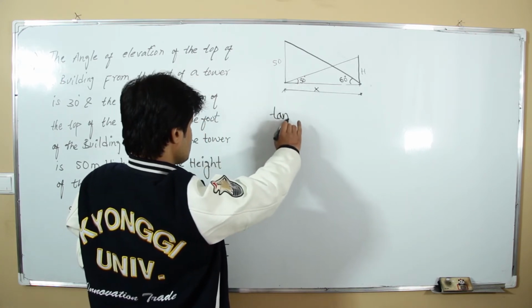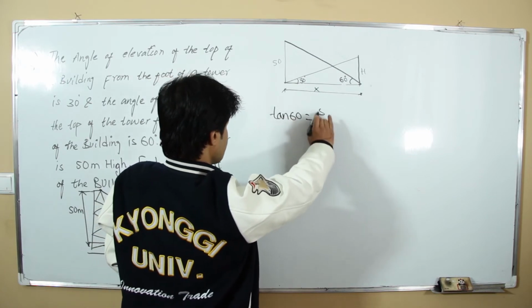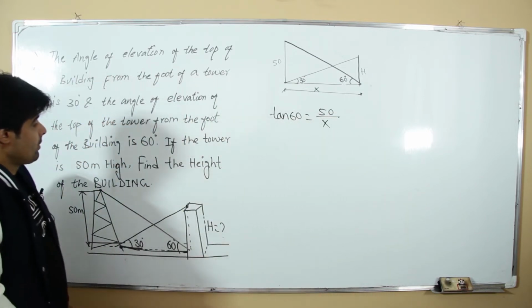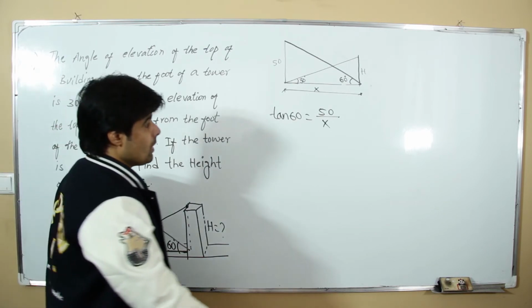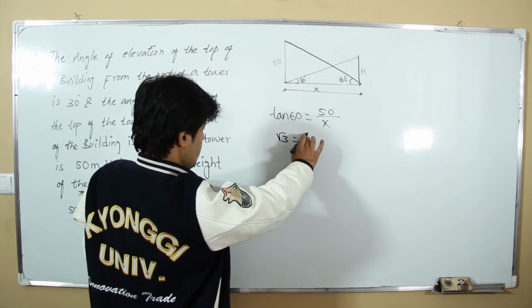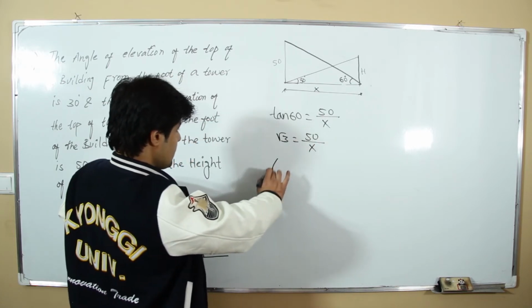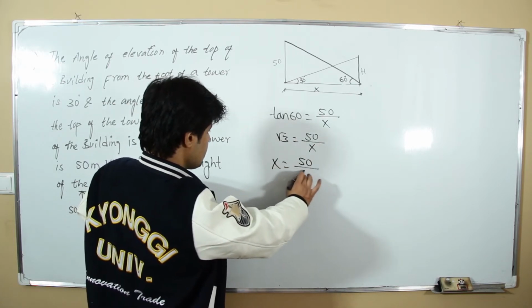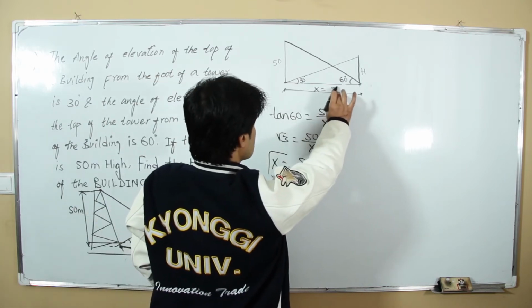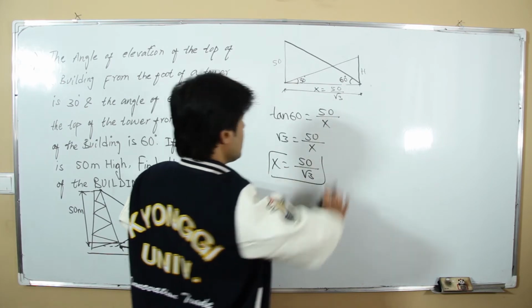So we will define tangent of 60, which is 50 by x. Am I right or not? Yes. Now, tangent 60 is root 3, 50 by x. x is 50 divided by root 3. Now, this is given 50 by root 3.